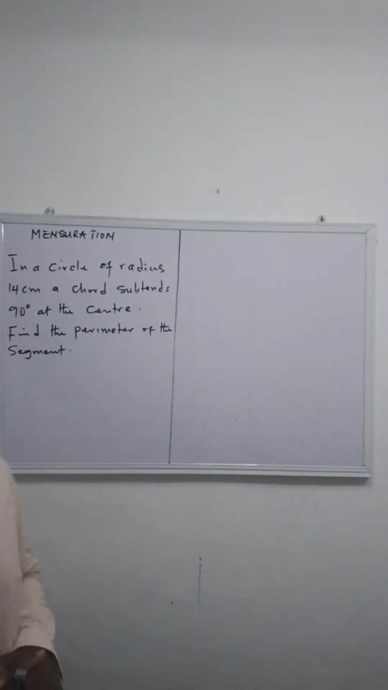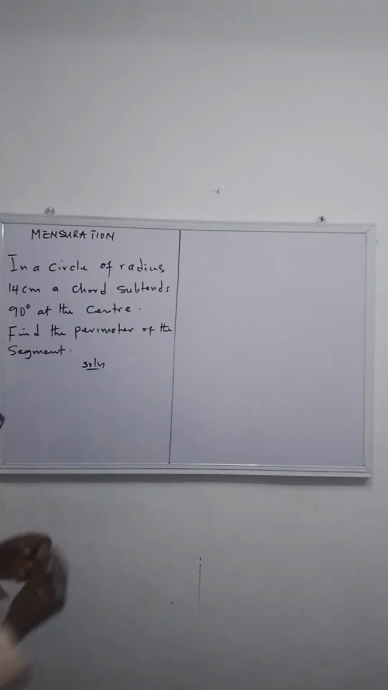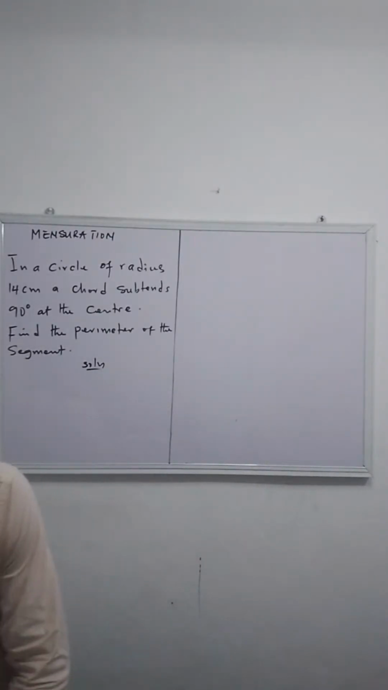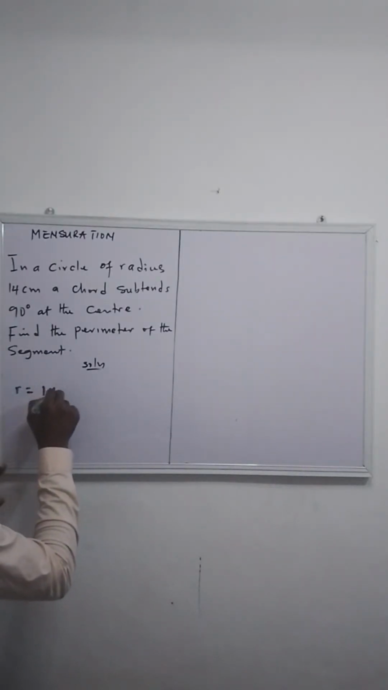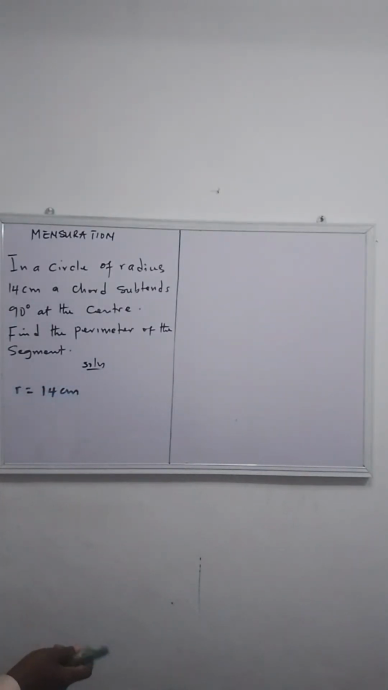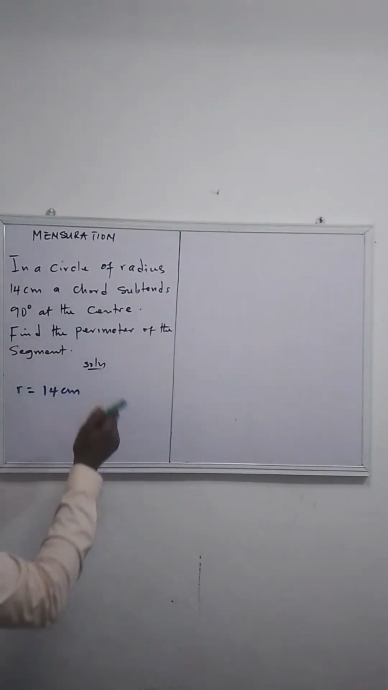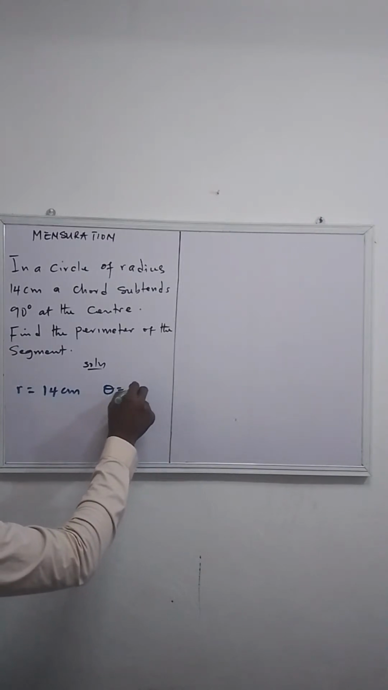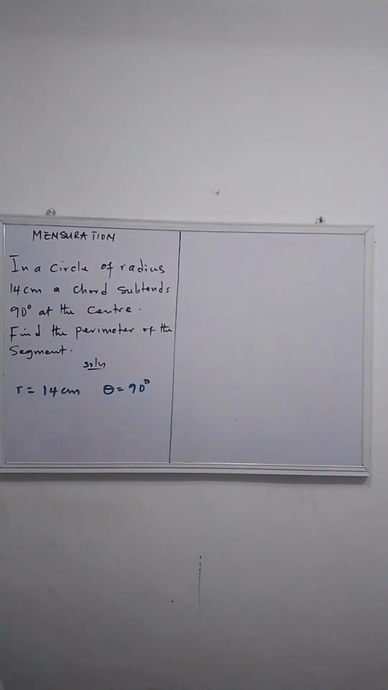Now let's look at this question. In a circle of radius 14 centimeters, we have to itemize all the parameters given. We are given that the radius is 14 centimeters. And we have a chord that subtends an angle of 90 degrees at the center of the circle. So we have theta to be 90 degrees. Now the question is to find the perimeter of the segment.